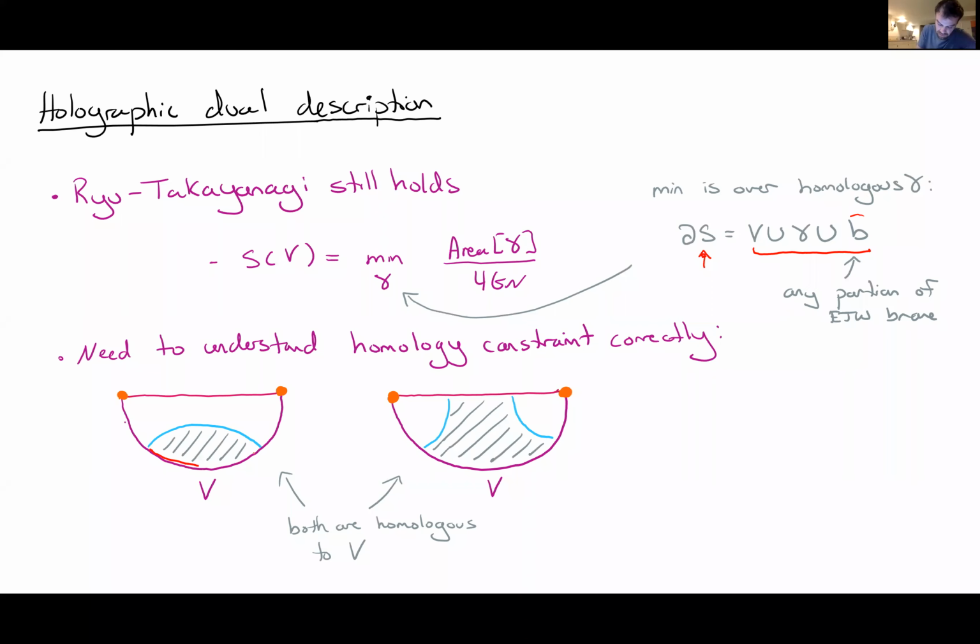In practice that just means the following. If I have some boundary region here, V, there are two classes of surfaces homologous to V: one class that sits like this and doesn't touch the brane, and another class that sits like this. This would be what I'm calling little b. Both of these are homologous to V, so we have to pick the minimal one between these two.